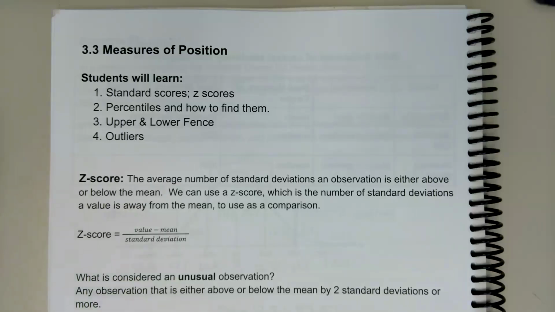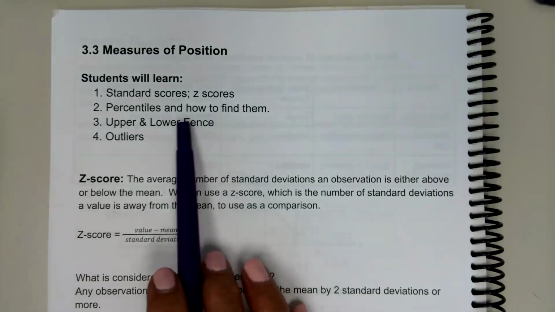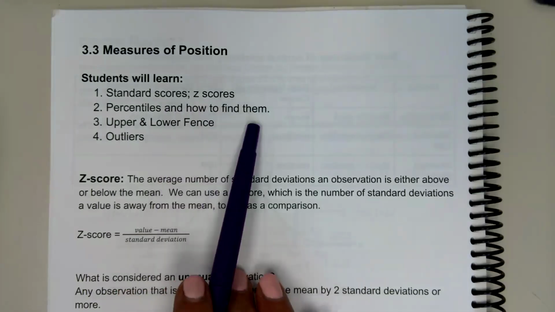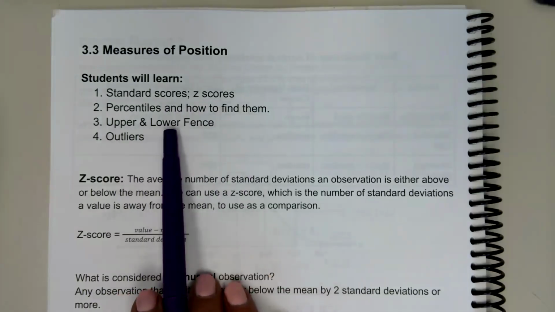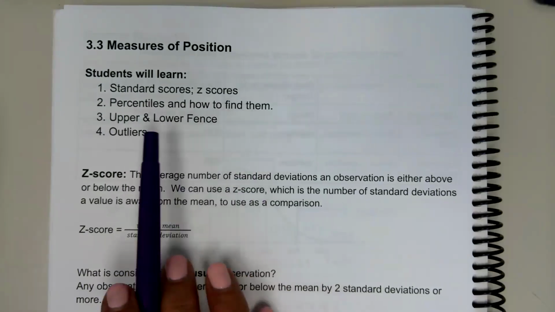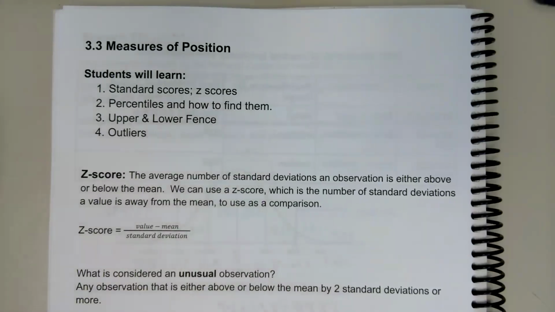Hello and welcome back to lesson 3.3 on measures of position. In this lesson, you're going to learn about standard scores, standardized scores, z-scores, percentiles and how to find them, how to find the upper and lower fence, the IQR, and outliers. Okay, the z-score is the first thing.